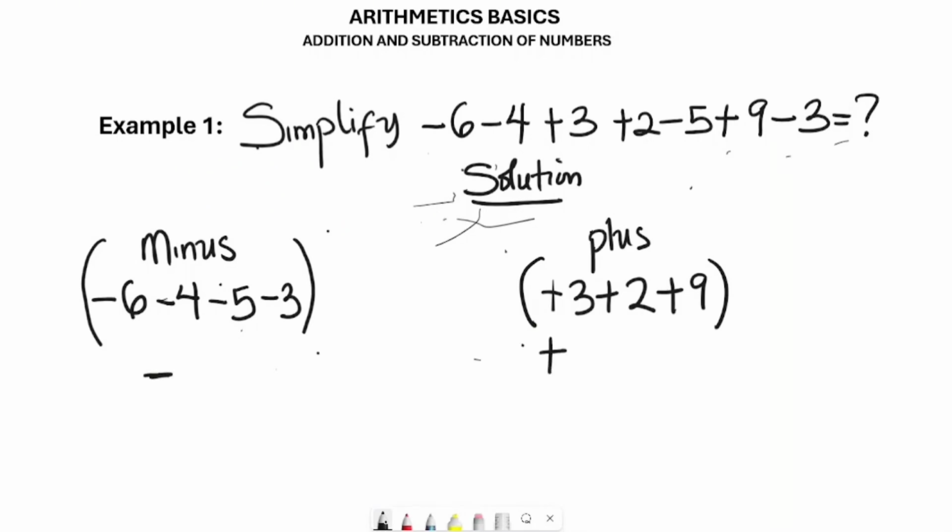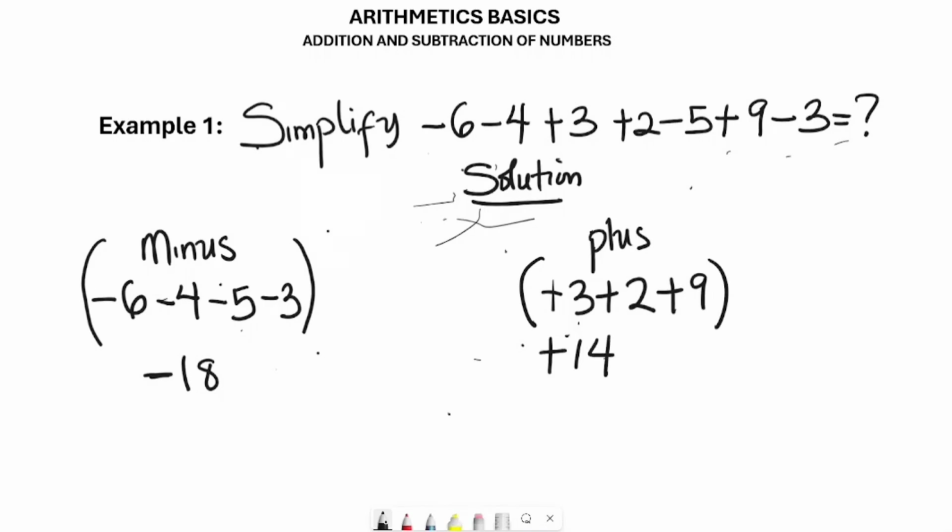So if we add this guy, minus 6 minus 4, we have minus 10, right? Minus 10 minus 5 gives us minus 15. And then minus 15 minus 3 gives us minus 18, right? If we perform the arithmetic on this, we're going to have minus 18. Also, on my right hand side, plus 3 plus 2 gives us plus 5. Plus 5 plus 9 gives us what? Plus 14. So we have plus 14 here, right?